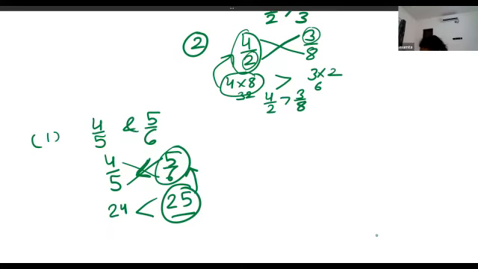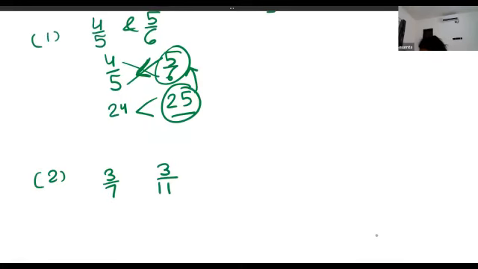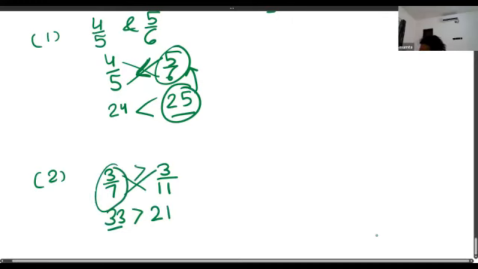Okay, one more question. 3/7 and 3/11. Which number is larger? Ma'am, 3/11. Why? Because cross multiplication is 33. Here the cross multiplication is 21. So 3 by 7 is greater than 3 by 11.